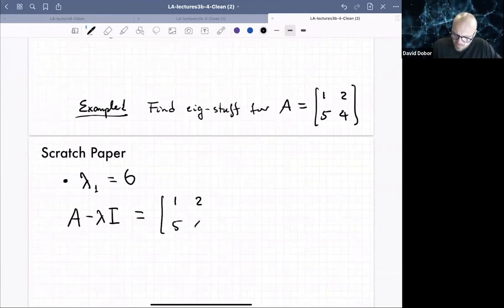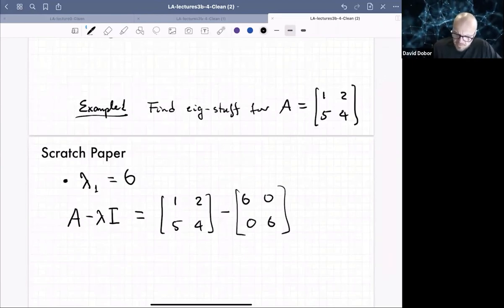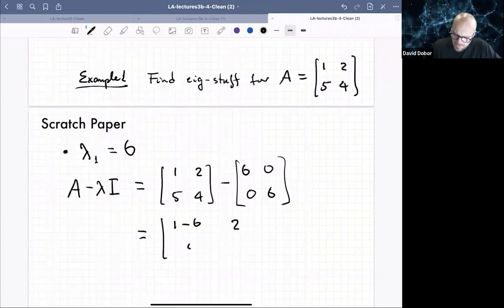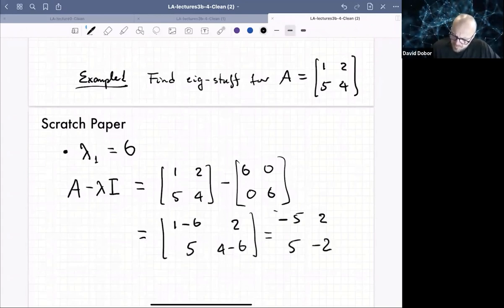Usually we won't have to write this particular line. Minus 6 times the identity matrix, right? Usually omit this line, and you get right in there, because this is 1 minus 6, 2, 5, 4 minus 6. This is the A minus lambda I matrix. So I'm going to have minus 5, 2, and 5, minus 2.